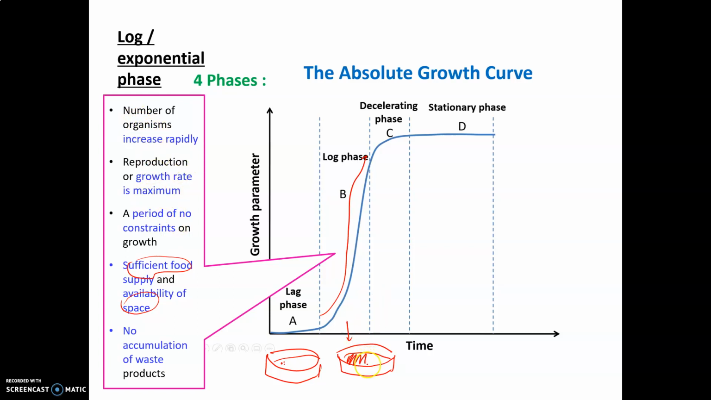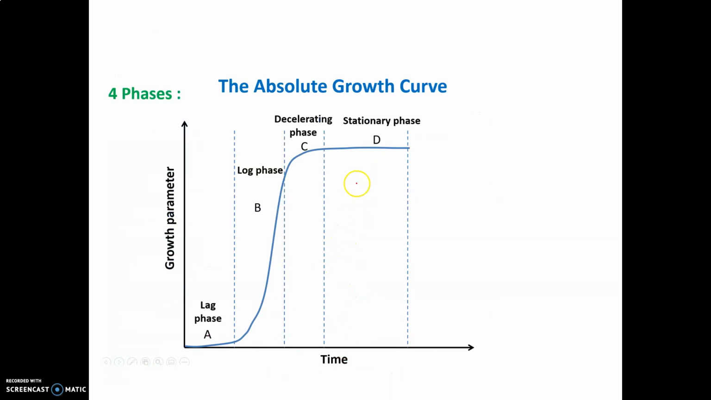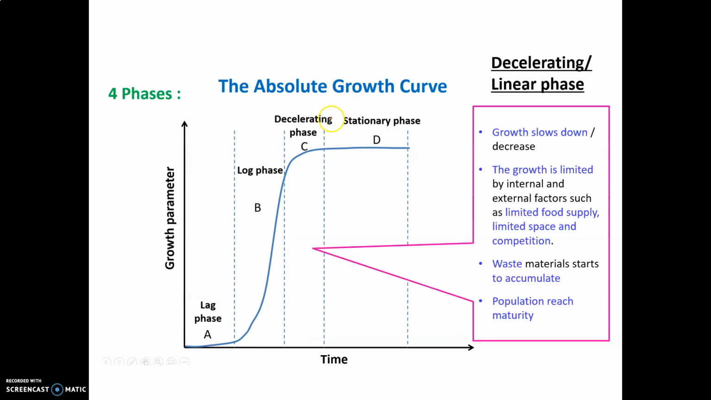Tetapi what would happen kalau dia semakin lama semakin bertambah? Bila semakin lama semakin bertambah, kita boleh nampak makanan tadi akan adanya competition, akan adanya intra-specific competition, adanya competition antara spesies, dan kita boleh nampak semakin bertambah ni individu semakin tak cukup ruang. Pada ketika ini adanya this decelerating phase. What happen is that the growth starts to slow down. Bila dia dah meningkat dah lama disebabkan adanya constraint di sini, adanya halangan in term of food supply and the spaces, the growth now starts to decline.